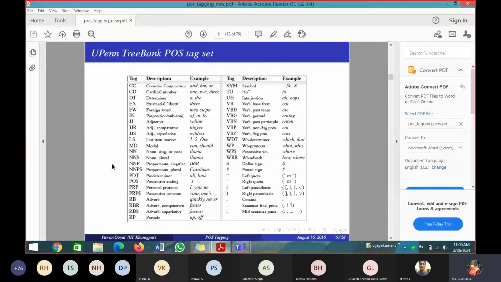Context means the previous words. In what context is that word appearing in that sentence? Based on the previous words and the next words, all these. So a word might have multiple POS tags, and based on the context, we have to decide which POS tag will be used for that word.